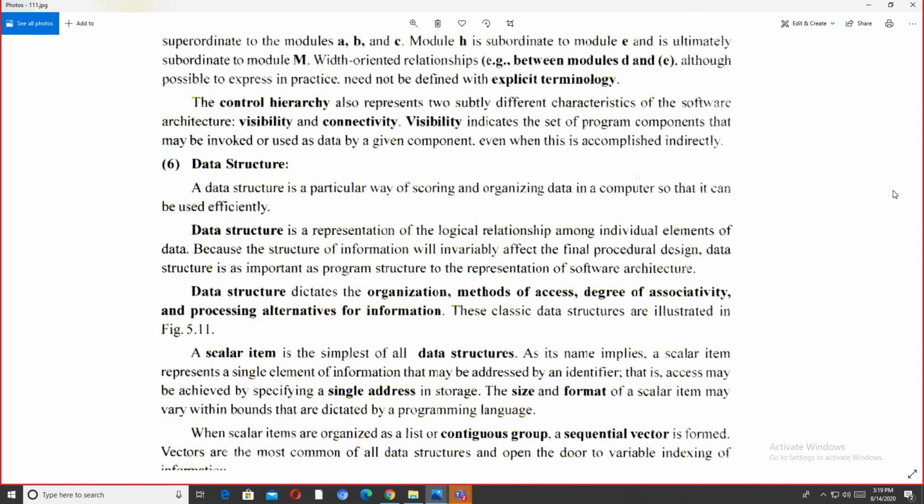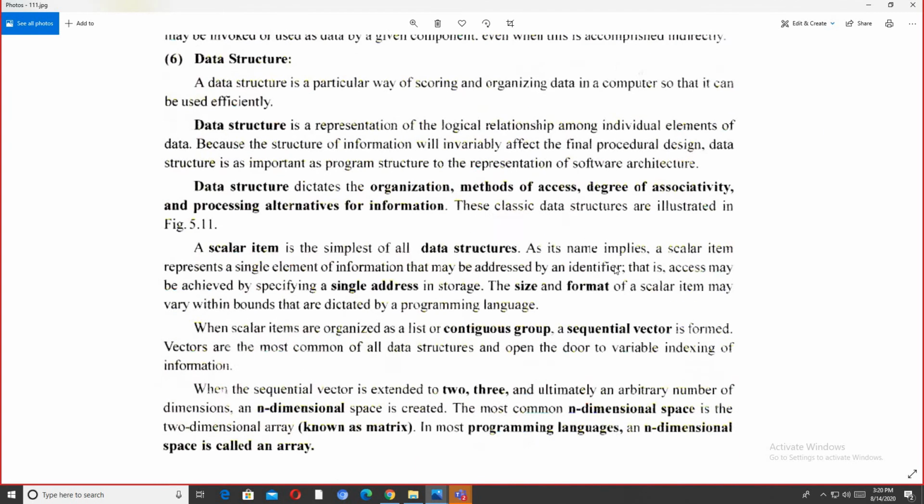The control hierarchy also represents two distinct characteristics of the software architecture: visibility and connectivity. Visibility is how a particular module is visible in the control hierarchical system, and connectivity is how it is connected with other modules. This is what the control hierarchy mechanism clearly identifies. Now let us talk about data structure.